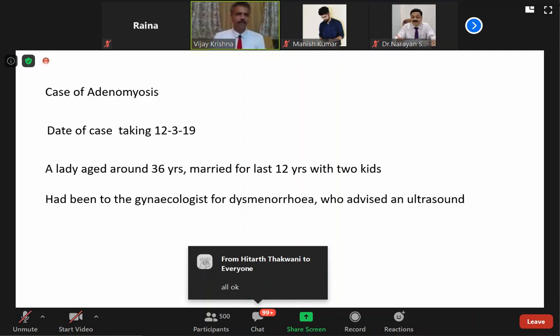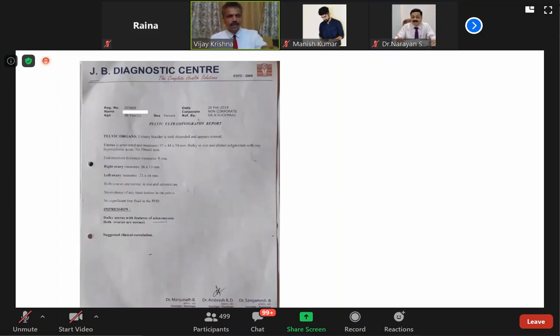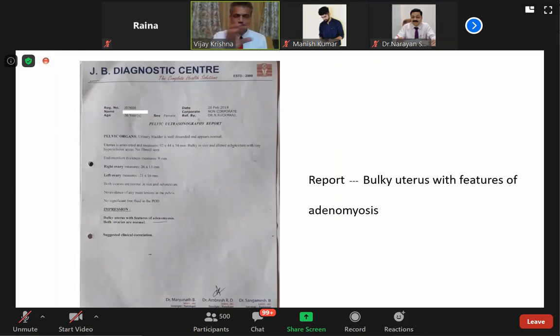So we'll talk of a fresh case, adenomyosis, a lady aged around 36 years, married for the last 12 years, and she's got 2 kids. She had bad dysmenorrhea. She went to a gynecologist, and the gynecologist advised an ultrasound. The ultrasound, if you can just see this here, shows bulky uterus with features of adenomyosis. Okay, this is the diagnosis.